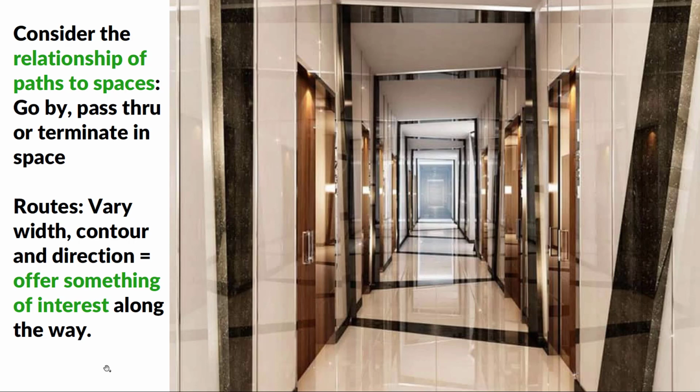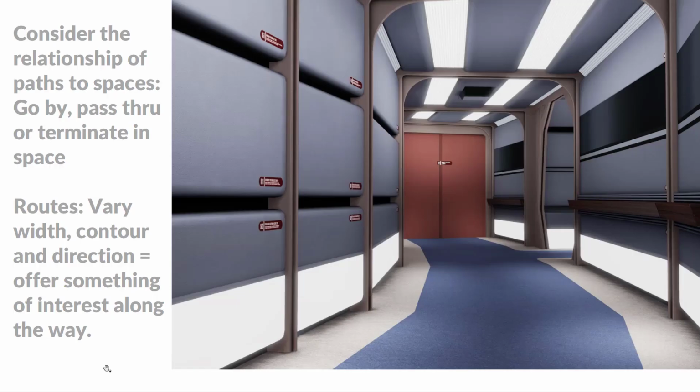So the routes of corridors, of hallways, can vary in width, contour, direction, but we really want to be thinking about offering something of interest along the way, right? So, this corridor, we're passing by a series of doors, getting from point A to point B, but it's very interesting in the way the materials have been handled and the lines, and it's very, very dynamic.